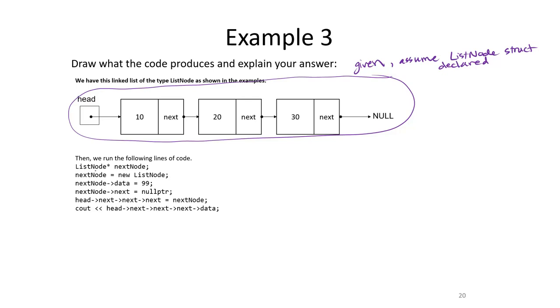First line of code, list node star next node. Well, what would that do? That's declaring a pointer called next node. So declaring a list node type pointer named next node. So if I were to draw that, I'm basically just drawing next node. Currently, next node is pointing to nothing.